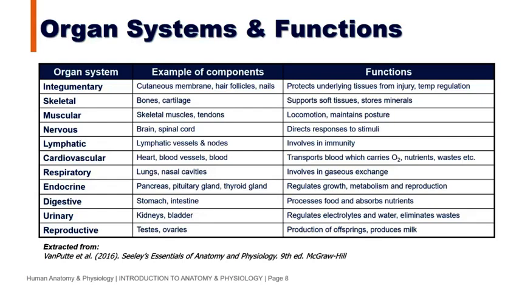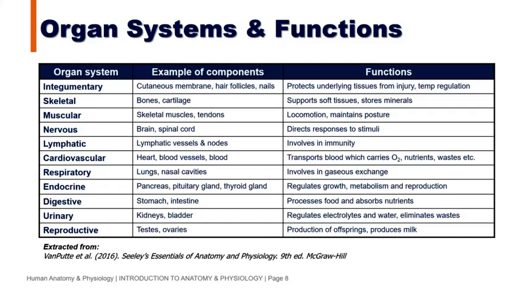For the cardiovascular system, you have the heart, the blood vessels, and the blood, which help to transport blood that carries oxygen, nutrients, and waste. And you have your respiratory system, composed of your lungs and nasal cavities. These are just examples of the components, and it is involved in gaseous exchange. And then you have your endocrine system. You have your pancreas, pituitary gland, and thyroid gland that help to regulate growth, metabolism, and reproduction.